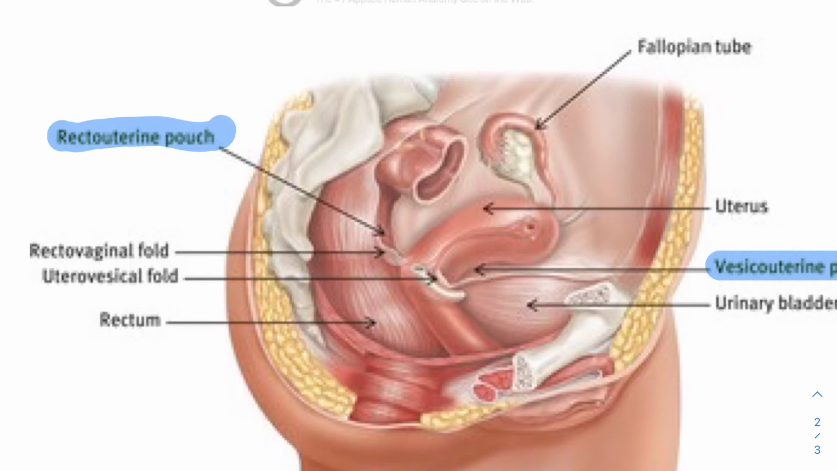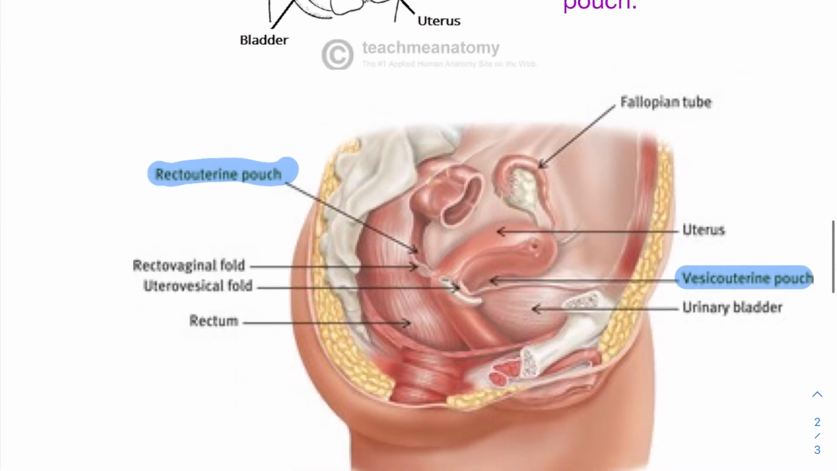So that can lead to things like ascites, or hemoperitoneum, collection of fluid, for pathological reasons.